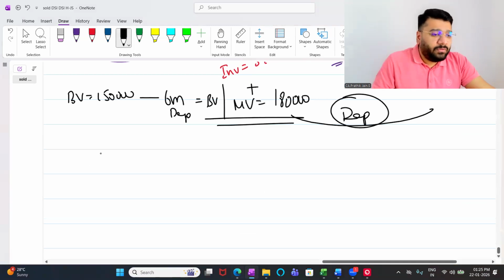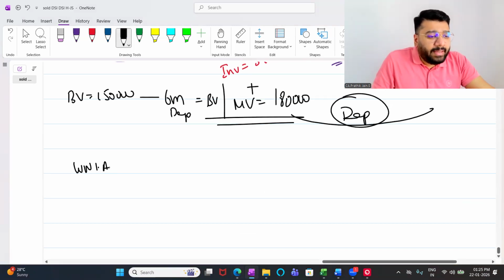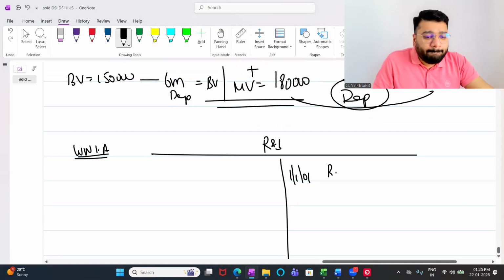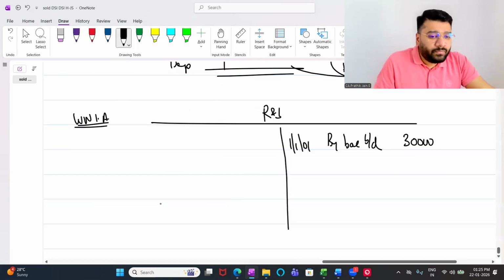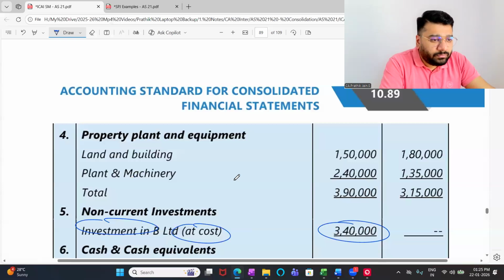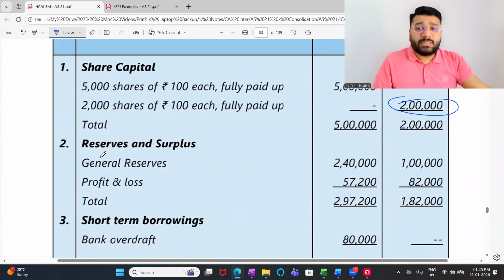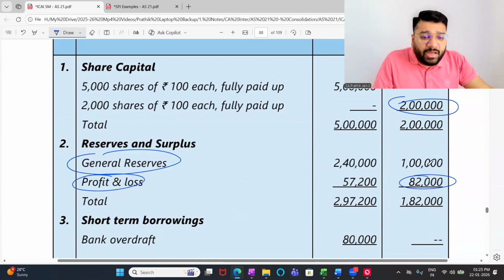Now, working note 1A. Reserve and surplus account. Tell me people, 1101. What is the opening balance of reserve and surplus? By balance brought down, 30,000. There are two. Okay, let's do it this way. Now this is the catch point here. Listen. This P&L 82,000 is of S Limited at the end of the year, and GR is 1 lakh rupees.